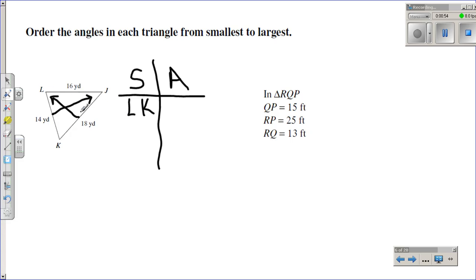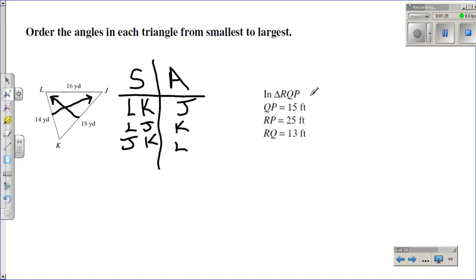What letter's missing from these three letters? J. Okay? The side in the middle, 16, that is LJ. What letter's missing? K. And then the largest side right here is JK. What letter's missing? L. So now our angles would automatically be listed for us from smallest to largest. Smallest is J, followed by K, and then L.